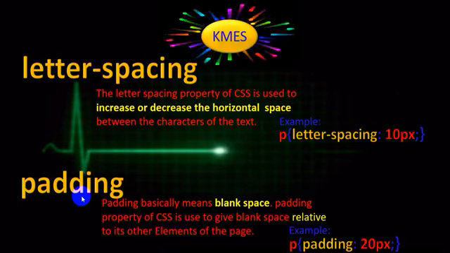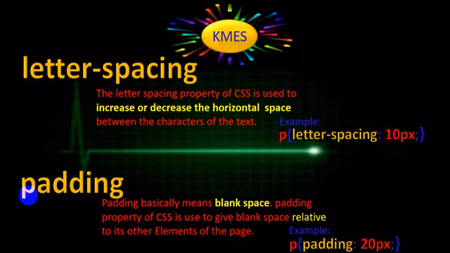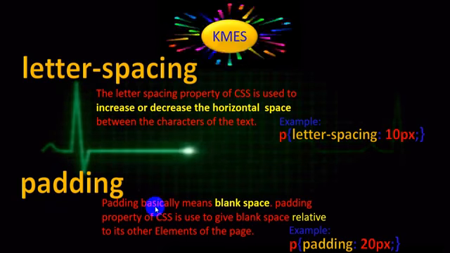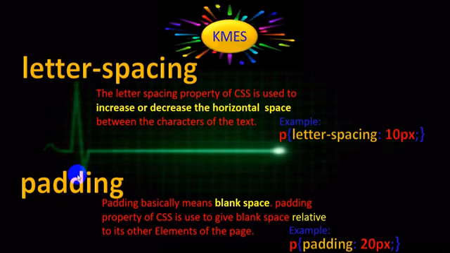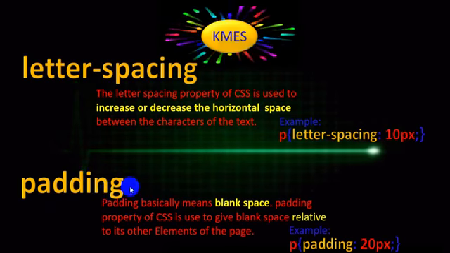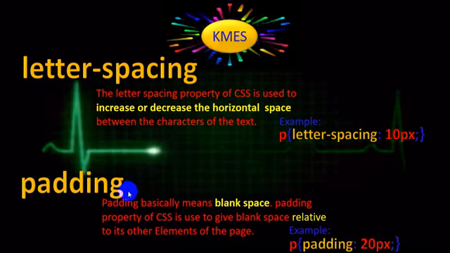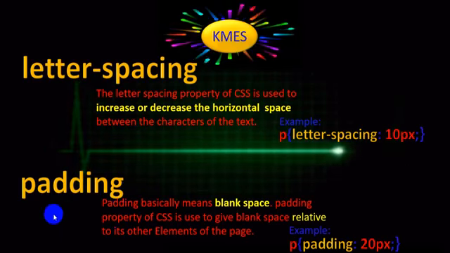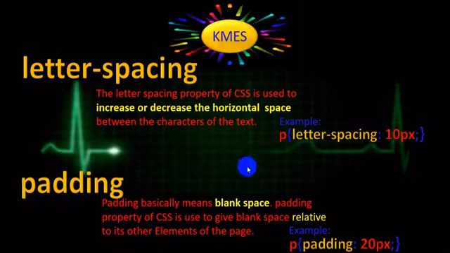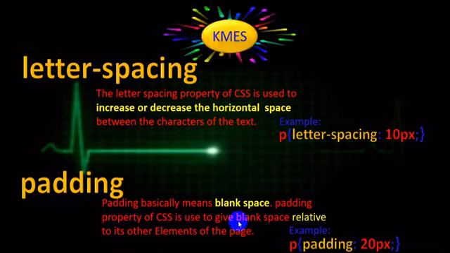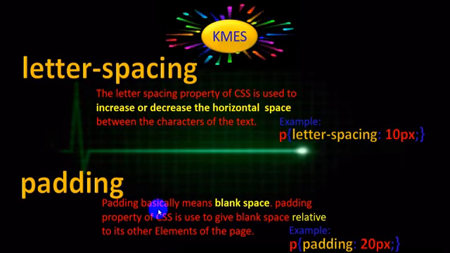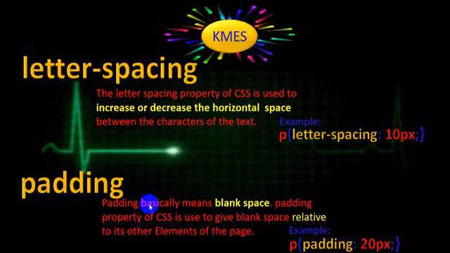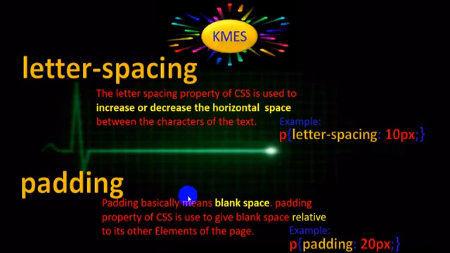Then come to padding. What is padding? Padding is sometimes also called blank space, but not between the letters. The padding property of CSS is used to give blank spaces before the text, after the text, and on the left side and right side of an element. The element can be any; p is an element, and the element can be h1, h2, or any HTML element.